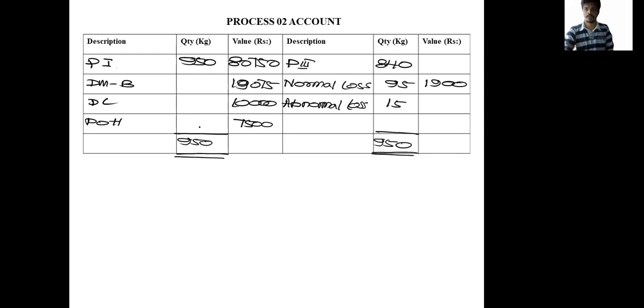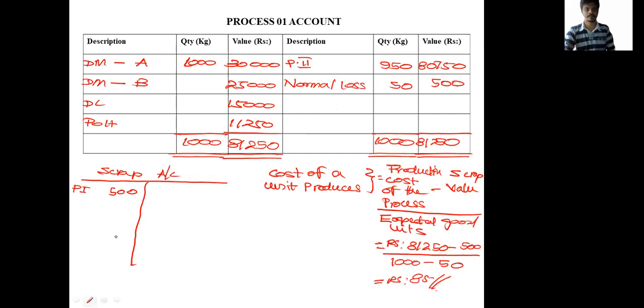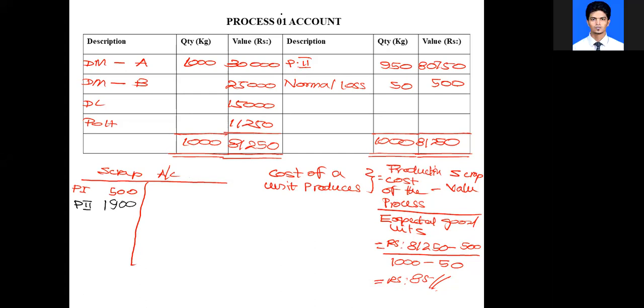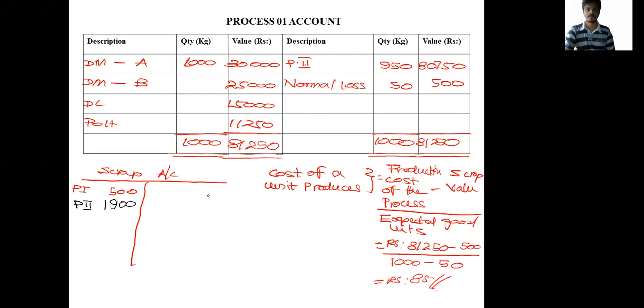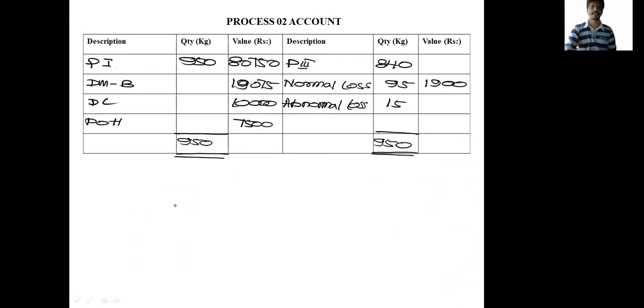And we have identified a normal loss of 1,900. That one can be recorded in the same scrap account. Now, from the process 2 account, scrap is 1,900. Okay. Now let's calculate the cost of a unit.